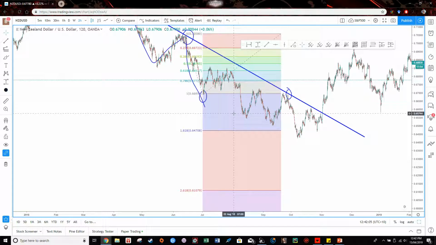So who can tell me why this isn't effective? Just looking at that. Okay, it did go down, don't get me wrong, it did hit your take profit. If we look, bam, all the way there, it did extend to the 1.618 region. It did. But who could tell me why it wouldn't be effective?